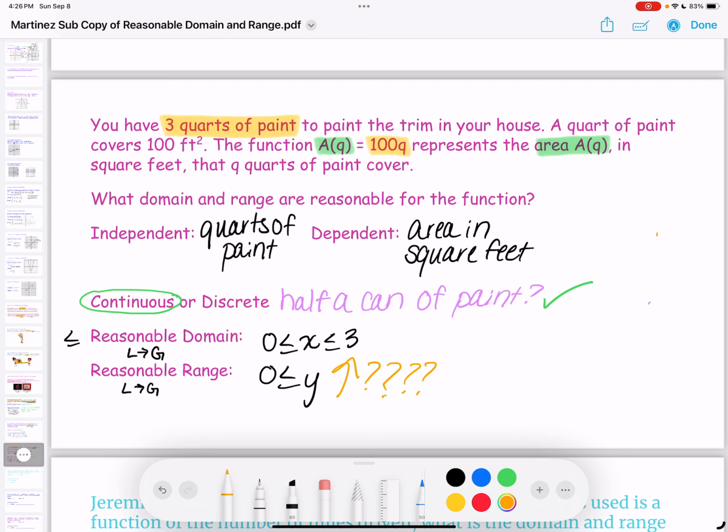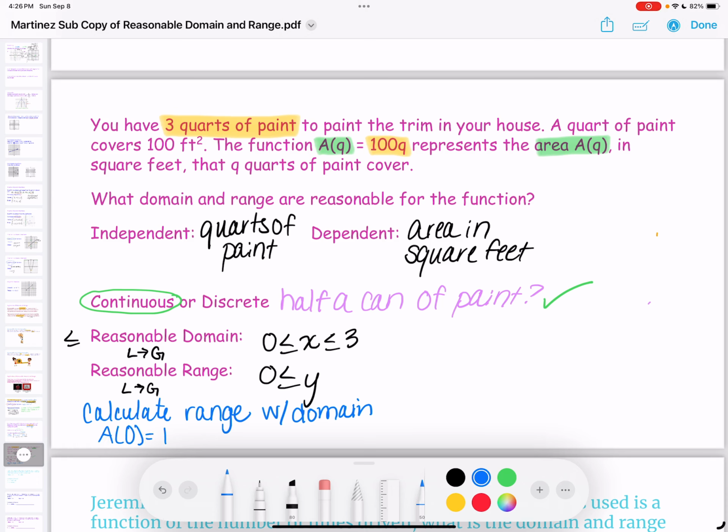Okay, so actually you could do it for both. So you can see how it works for the 0. So if I have a of 0, that is 100 times 0, which is 0. You can see we already kind of figured out it would be 0, but let's go ahead and try it for when it's 3 quarts. So a of 3 is when the quarts is 3, so it's going to be 100 times 3, and that gives me 300. So I would just write 300 right here. So that's essentially how you get those numbers of 0 and 300, is you're going to take the domain and then find the range with it.